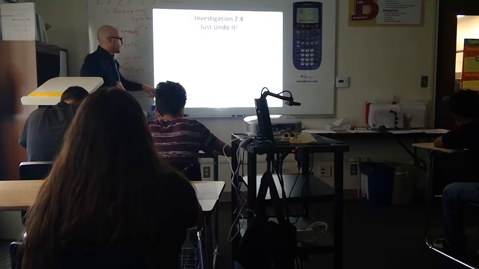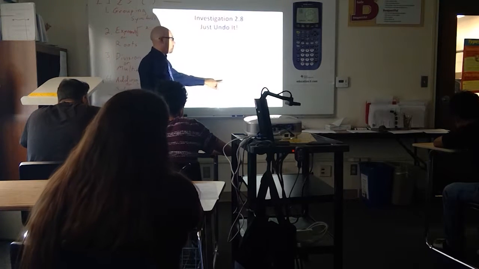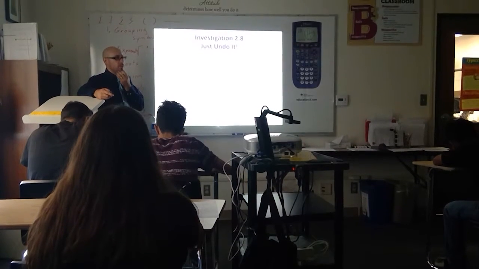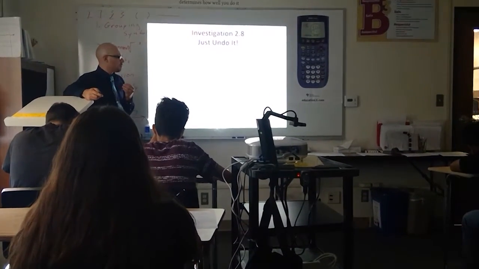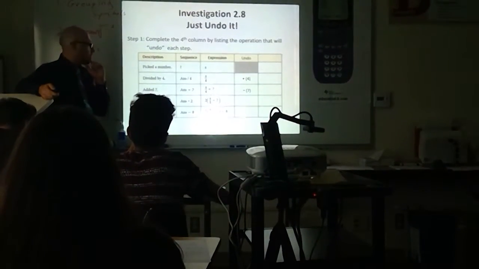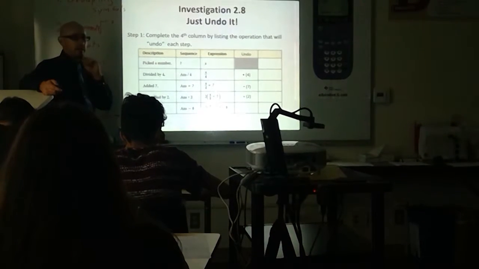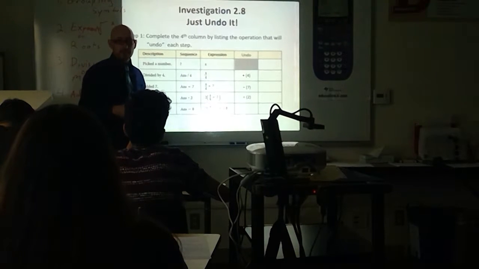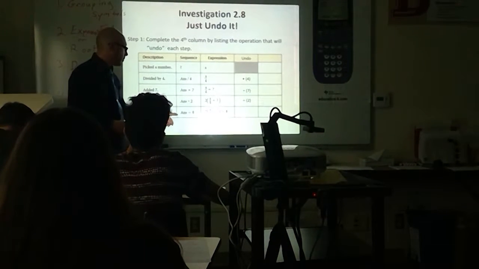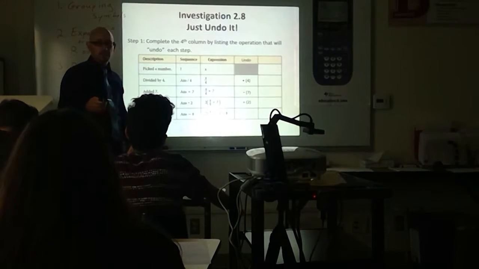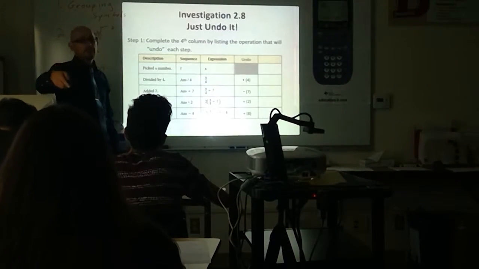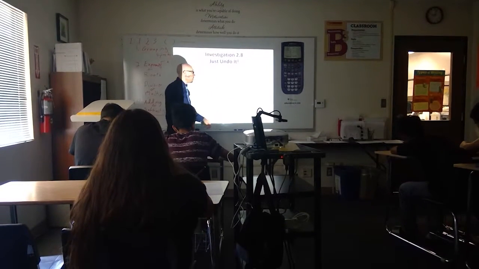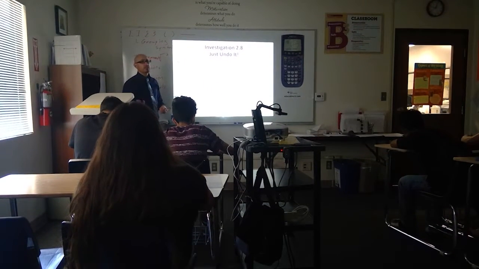Then I took that answer and I multiplied it by 2. How do we undo multiplying by 2? Divide by 2. And finally, so we subtracted 8, so we're going to add 8. So these are all those opposites, all those undos.